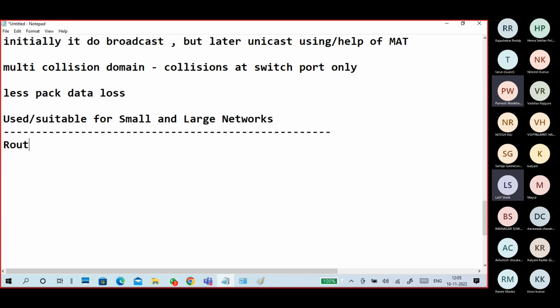Can you able to recollect a few things? Okay. Or not okay? Which layer is it?